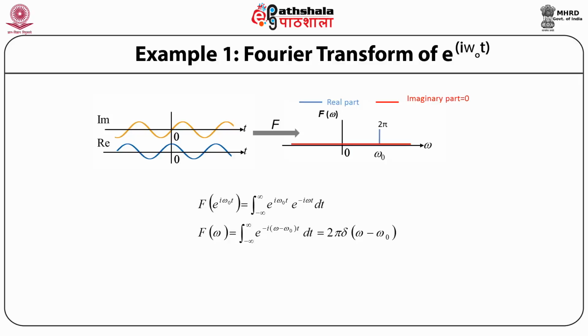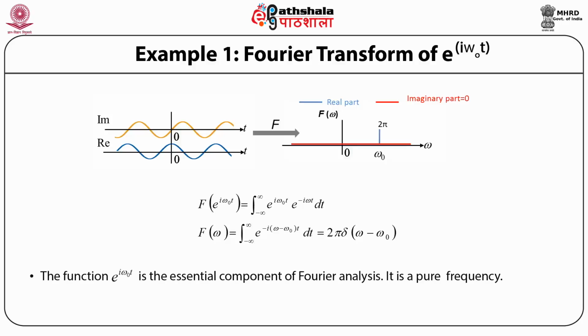So when you multiply with the function e to the power i omega naught t, then you can see F of omega will be equal to 2 pi delta of omega minus omega naught. What does that mean? At omega equal to omega naught, the amplitude is 2 pi. Anything which is the value before delta will become the amplitude of the function. The function e to the power i omega naught t is an essential component in Fourier analysis, and it is a pure frequency.